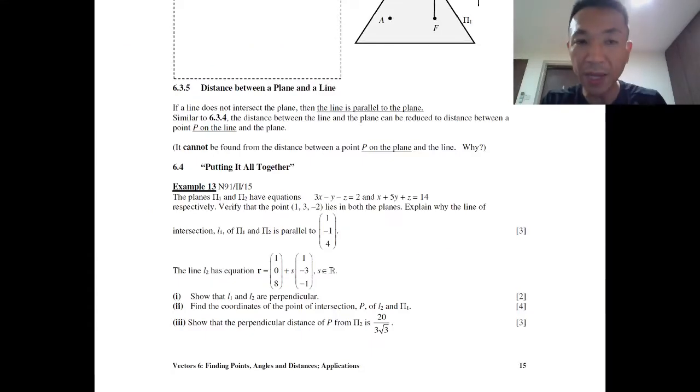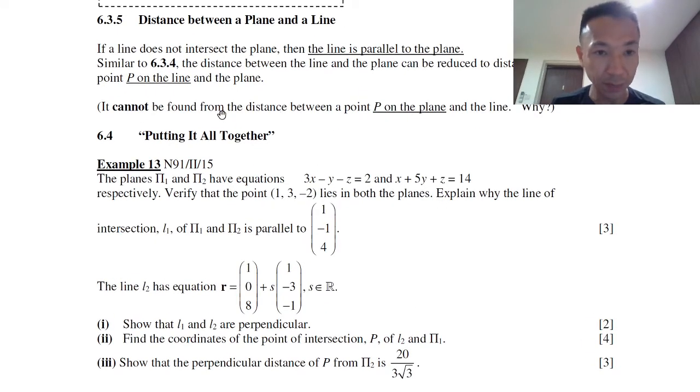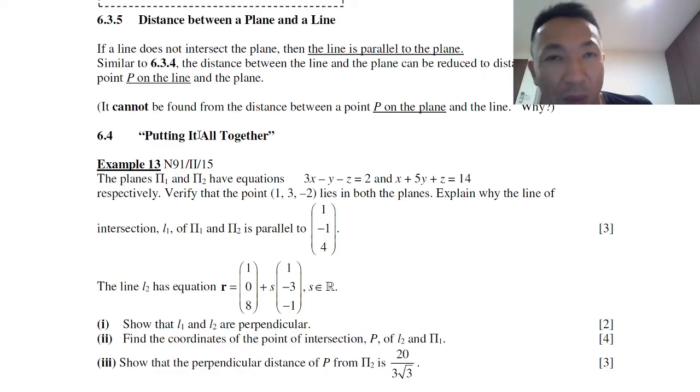Okay, we're nearing the end. Just a few more things. In 6.4, we're putting it all together. Essentially, it means some miscellaneous examples, which don't aim to cover every single type of question, but we have already taught all the concepts needed to solve all types of vectors questions.